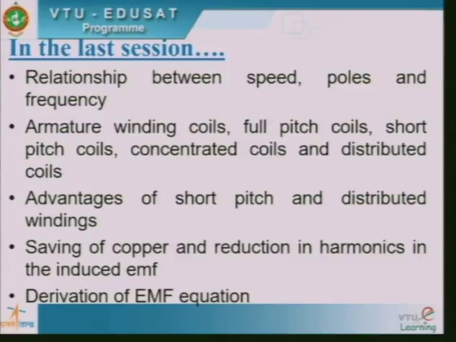In the last session, we had discussed the relationship between speed, poles and frequency. We had also covered armature winding coils, full pitch coils, short pitch coils, and the difference between concentrated coils and distributed coils. The advantages of short pitch and distributed windings were discussed. The main advantage is that it saves copper and it reduces the harmonics in the induced EMF. We also derived the EMF equation in the last session.